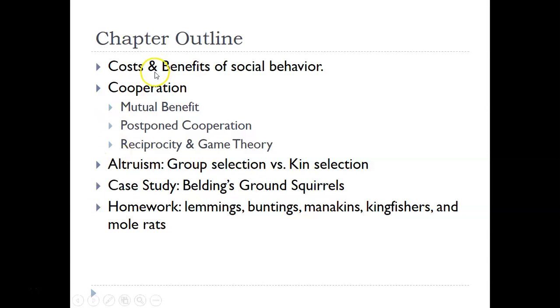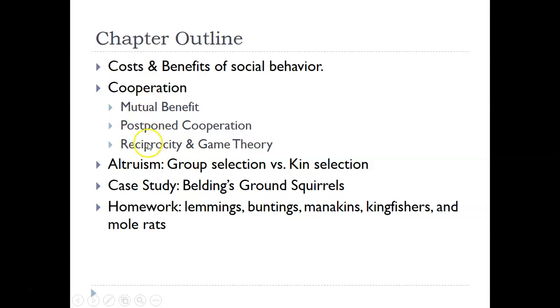So we'll just talk about costs and benefits of social behavior, because that's going to be our focal topic. And we'll talk specifically about some of the benefits related to a form of social behavior that involves cooperation. So this is where you have mutual benefit, or sometimes it's postponed benefits or postponed cooperation. And then there's another form of this called reciprocity. And so we'll discuss all these topics. I'm planning to get through most of these in this video lecture.